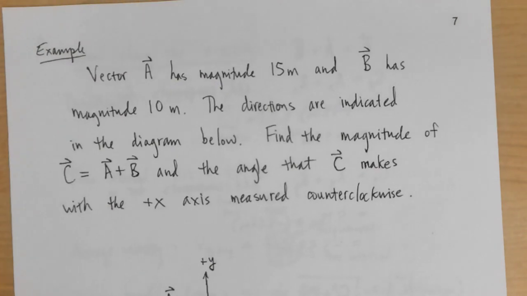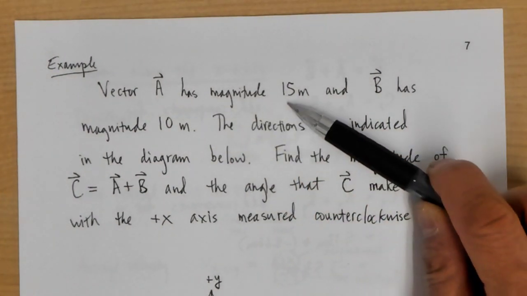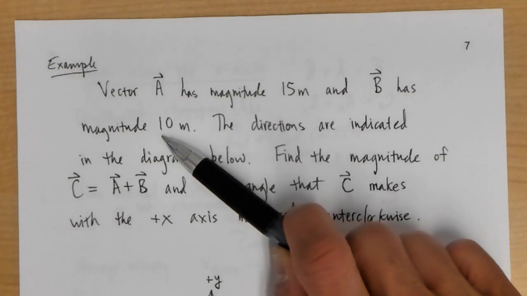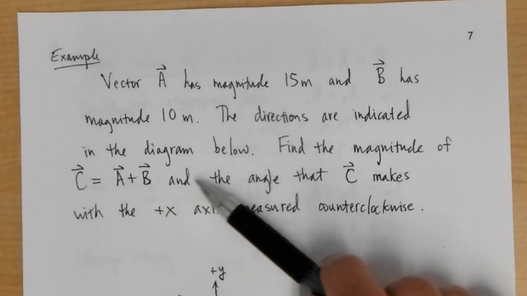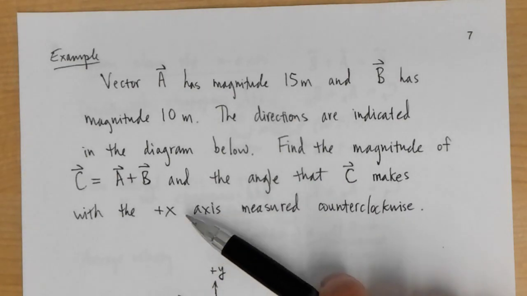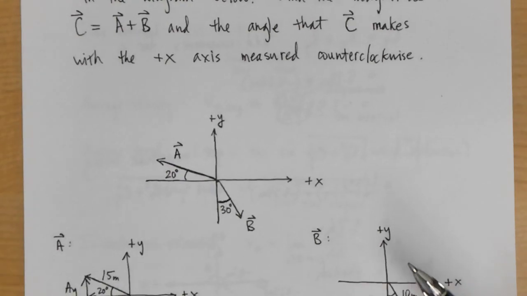Okay, now suppose we wanted to add vectors together. Here's an example. Vector A has magnitude 15 meters. B has magnitude 10 meters. The directions are indicated in the diagram below. Find the magnitude of A plus B and the angle C makes with the positive x-axis measured counterclockwise.